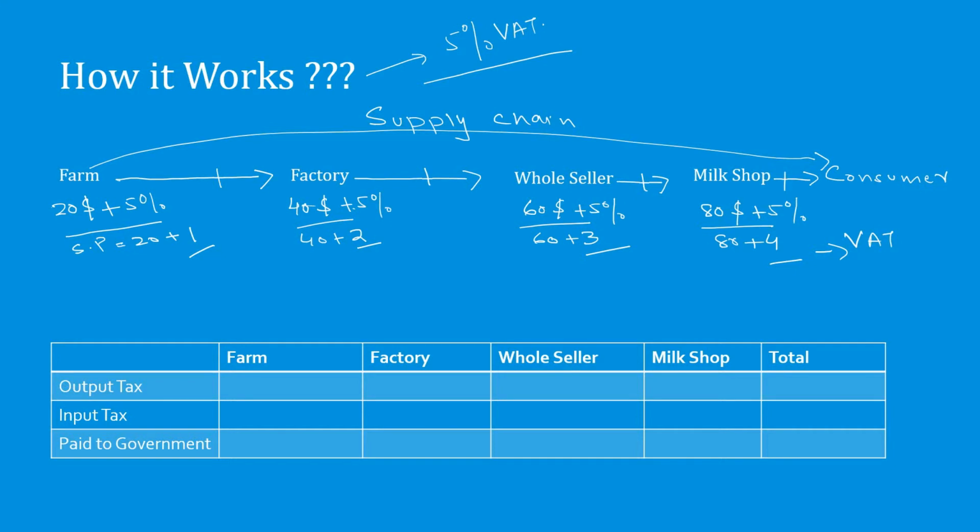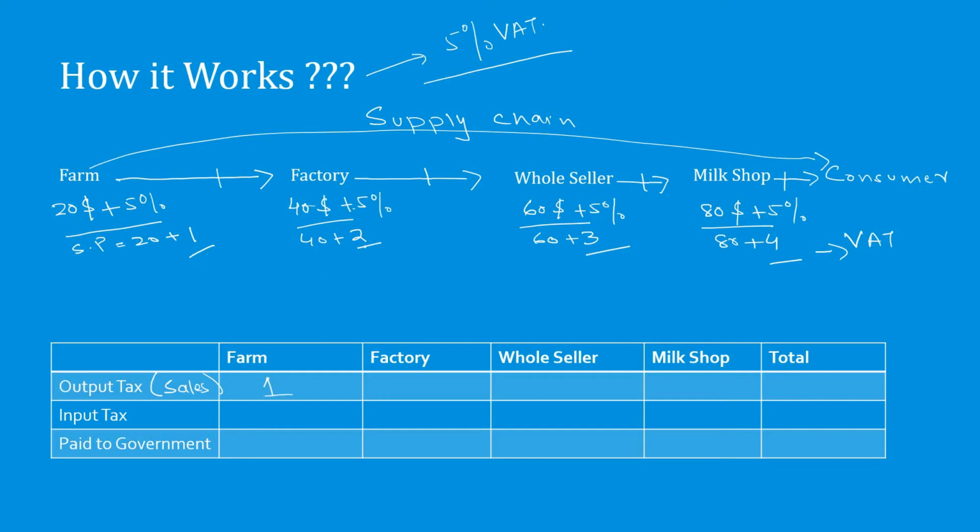Every time there is value addition in the supply chain, the tax that comes into play is called value added tax. Now, let us understand how value added tax impacts the businesses. Output tax, you remember we studied? Output tax is the tax on sales. So how much is the firm charging as output tax on sales?